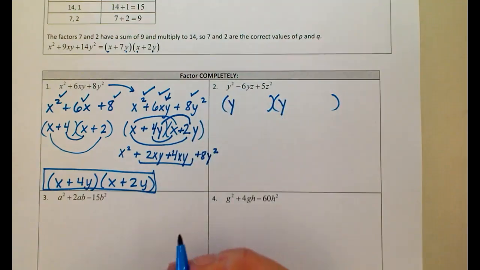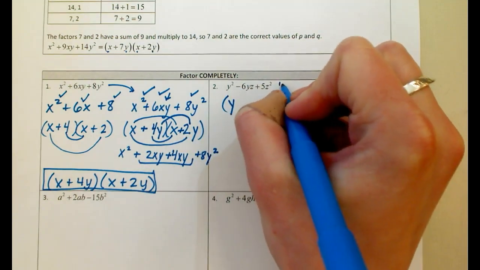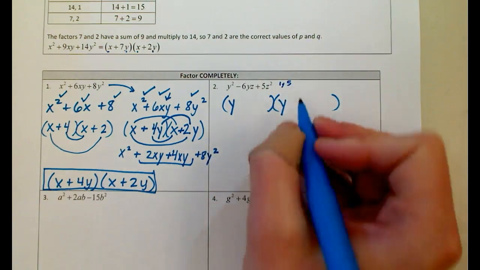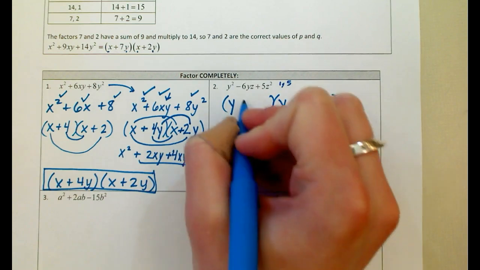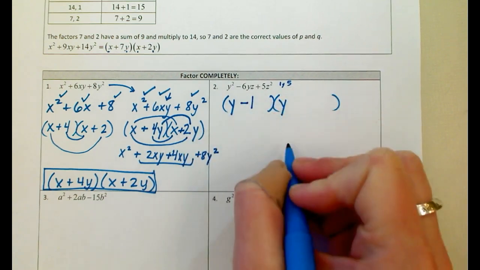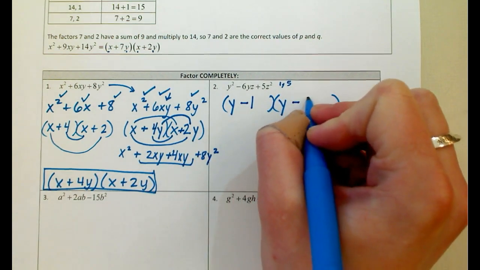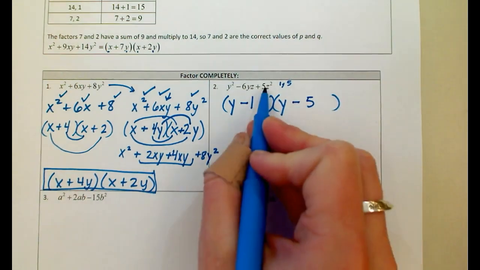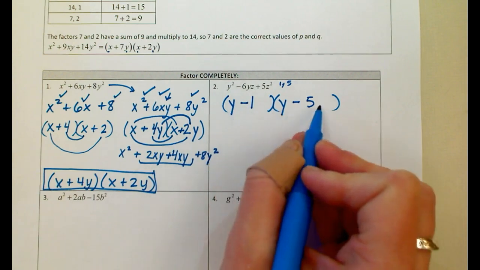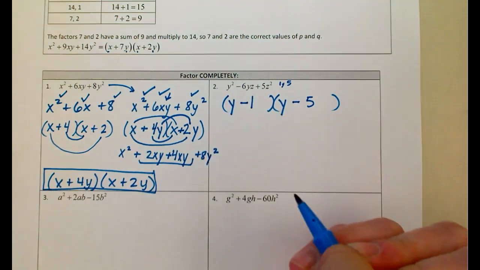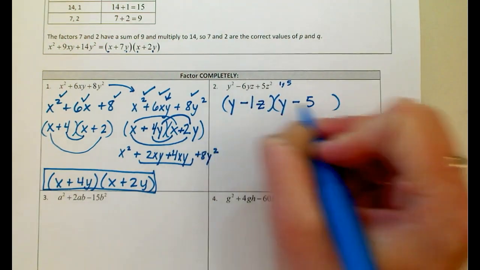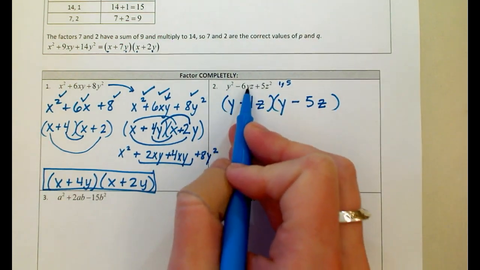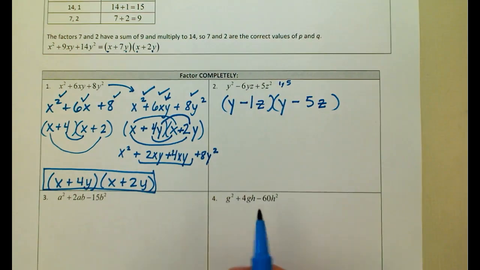So the two options I have for 5 are just 1 and 5. So placing these in the right spots to get negative 6, I would have a negative 1 and a negative 5. Negative 1 times negative 5 is positive 5. Negative 1 minus 5 is negative 6. And then I place the z's to get my y squared, yz, and z squared.